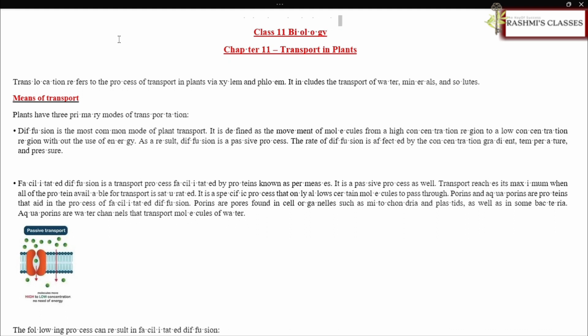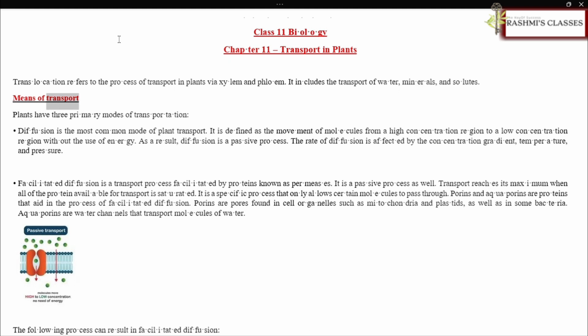Today we'll discuss Class 11 Biology, Chapter 11, Transport in Plants. Translocation refers to the process of transport in plants via xylem and phloem. It includes the transport of water, minerals, and solutes.